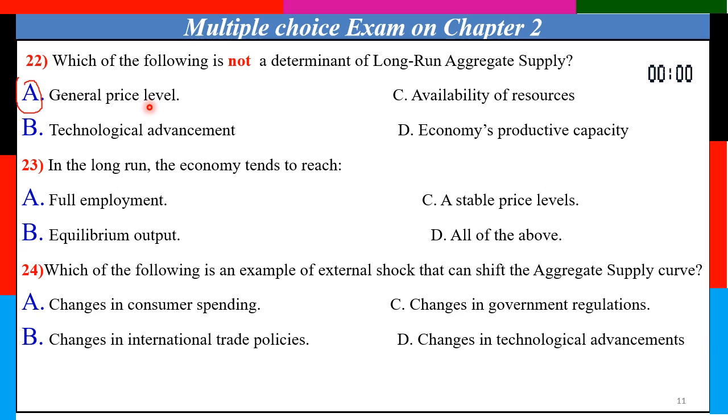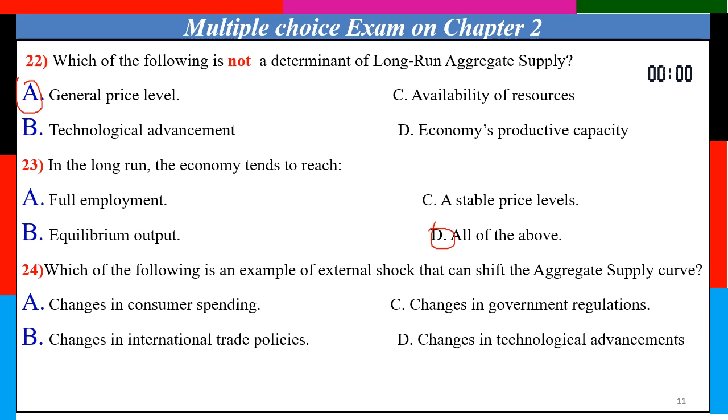Question number 23. In the long run, the economy tends to reach A. Full employment, B. Equilibrium output, C. Stable price level, D. All of the above. D is the answer, all of the above.